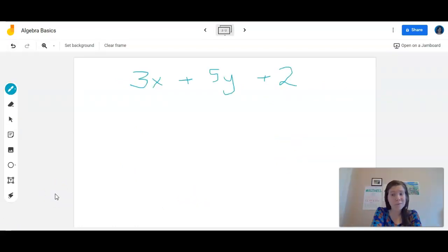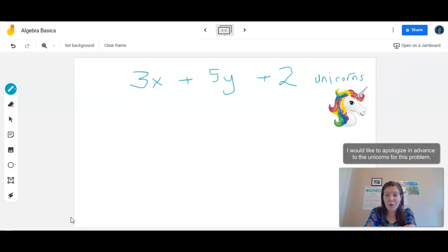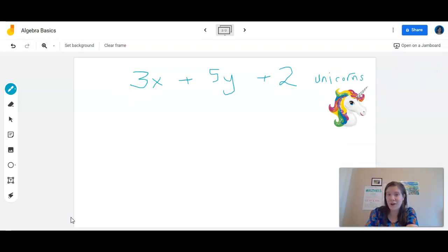The most common mistake that I see in algebra students is when we combine terms that we should not be combining. Combining like terms is a very common part of simplifying a problem, but you have to know which terms are actually like terms. So let's pretend that this whole problem is in unicorns. If my whole problem is in unicorns, then I have a couple different things going on here.